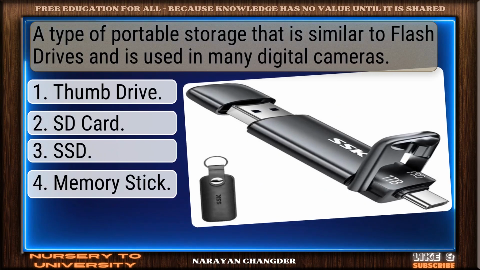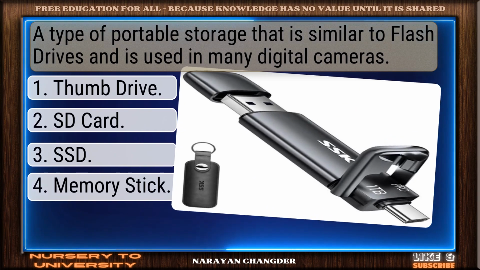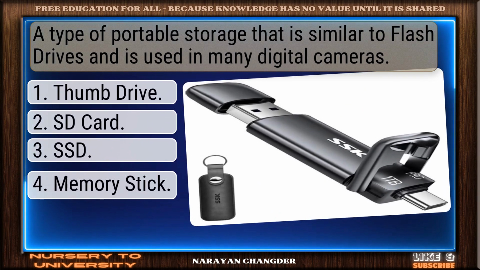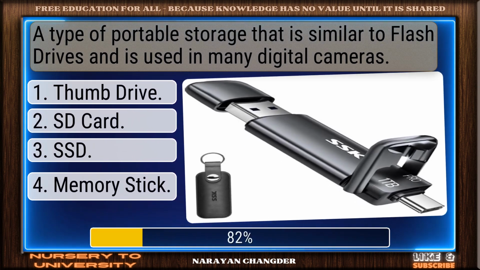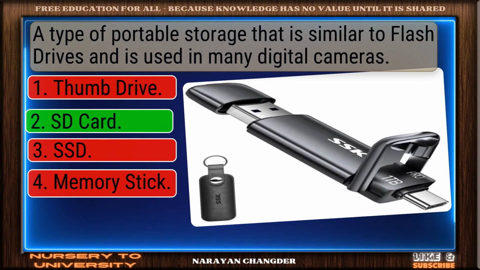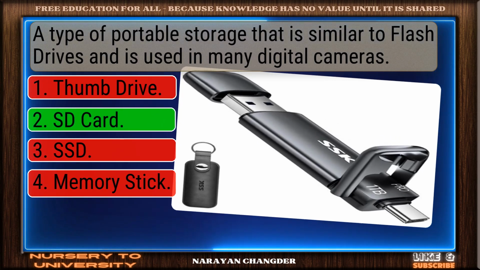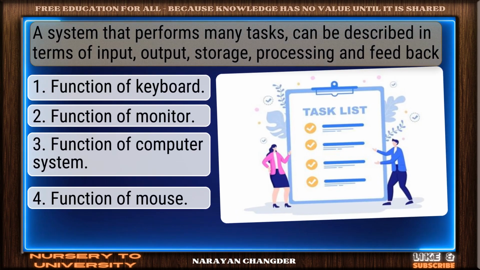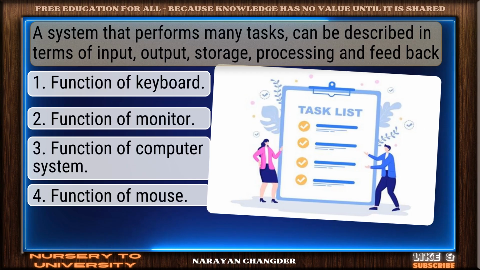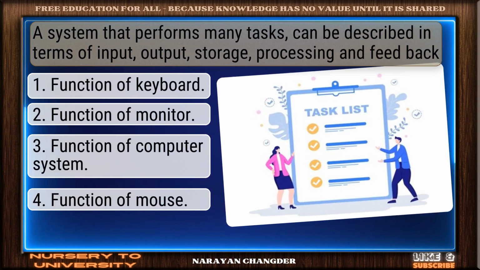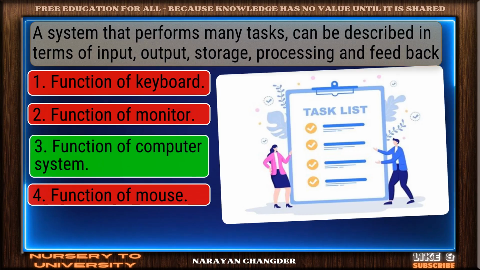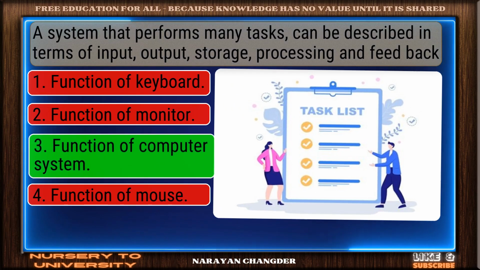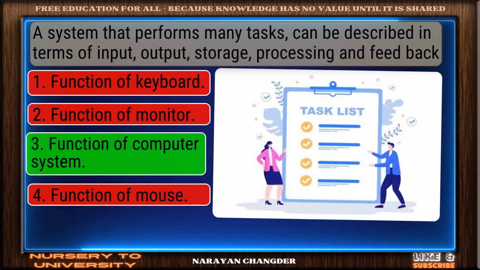A type of portable storage that is similar to flash drives and is used in many digital cameras. Strong choice. SD card is the right answer. A system that performs many tasks can be described in terms of input, output, storage, processing, and feedback. Smart pick. Function of computer system is the correct choice.